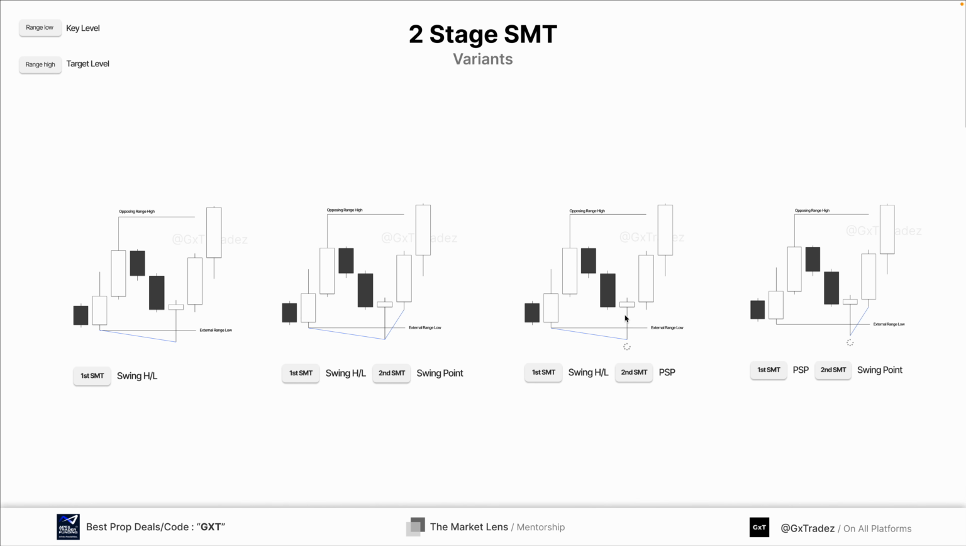Or a PSP, right? So the SMT will be confirmed by a PSP. So basically the swing formation that is confirming the SMT and the reversal closes also as a PSP, which is a type of Kraken correlation.